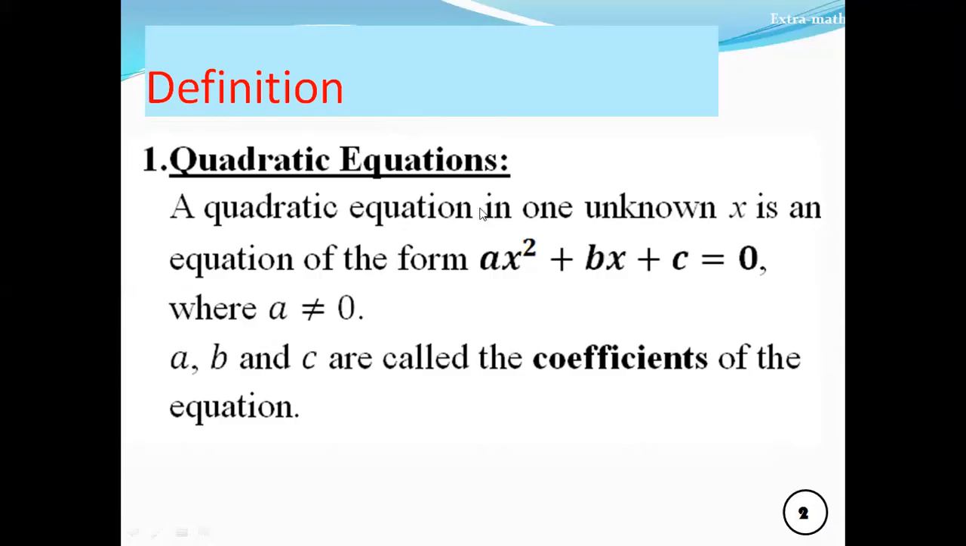A quadratic equation in one unknown x is an equation of the form ax squared plus bx plus c equals 0, where a is different than 0. Remark that if a is equal to 0, then the equation becomes bx plus c equals 0, which is linear and no longer a quadratic equation. So a different than 0 is a necessary condition. Here a, b, and c are called the coefficients of the quadratic equation.